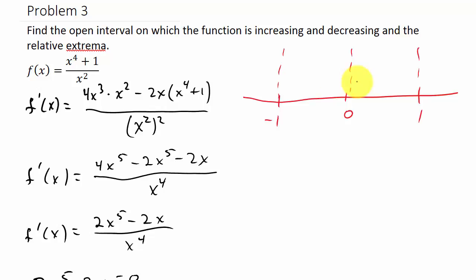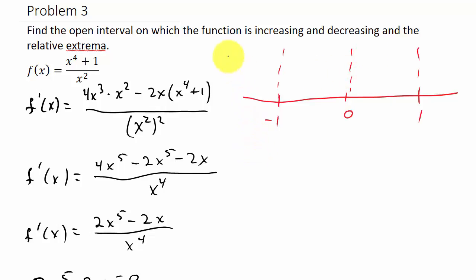So to find where it's increasing and decreasing, you want to set the derivative equal to 0 and solve, and take those numbers and put them on the number line. You also want to see where the first derivative is undefined and put that number on the number line, even though it's not a critical number. But the one thing we do know is at 0 we're not going to have a relative max or min. But it could change increasing and decreasing.